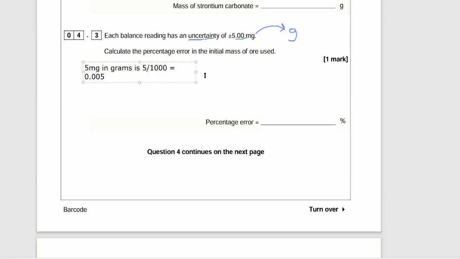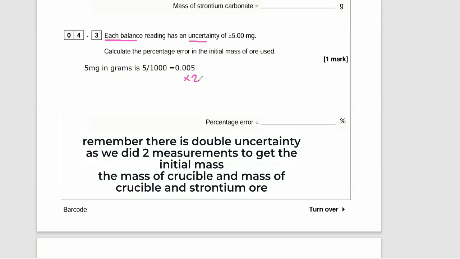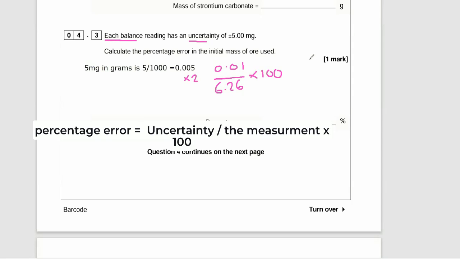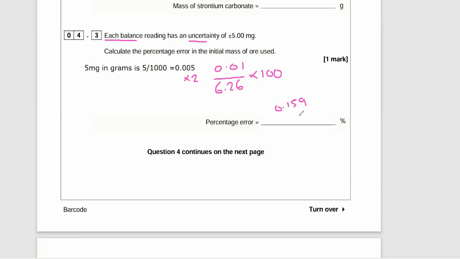Let's convert that into grams first of all. So the uncertainty is 0.05 grams in each of our readings. Why do we need to convert it into grams? Well, because our masses were in grams. But remember that we've got to times it by 2 because we did a reading at 9.85 and a reading at 16.11. And then you take the percentage error, which is the uncertainty total, which is 0.01, over the measurement, which was 6.26, times 100. And you get 0.159 or 0.160. I hope that was clear.